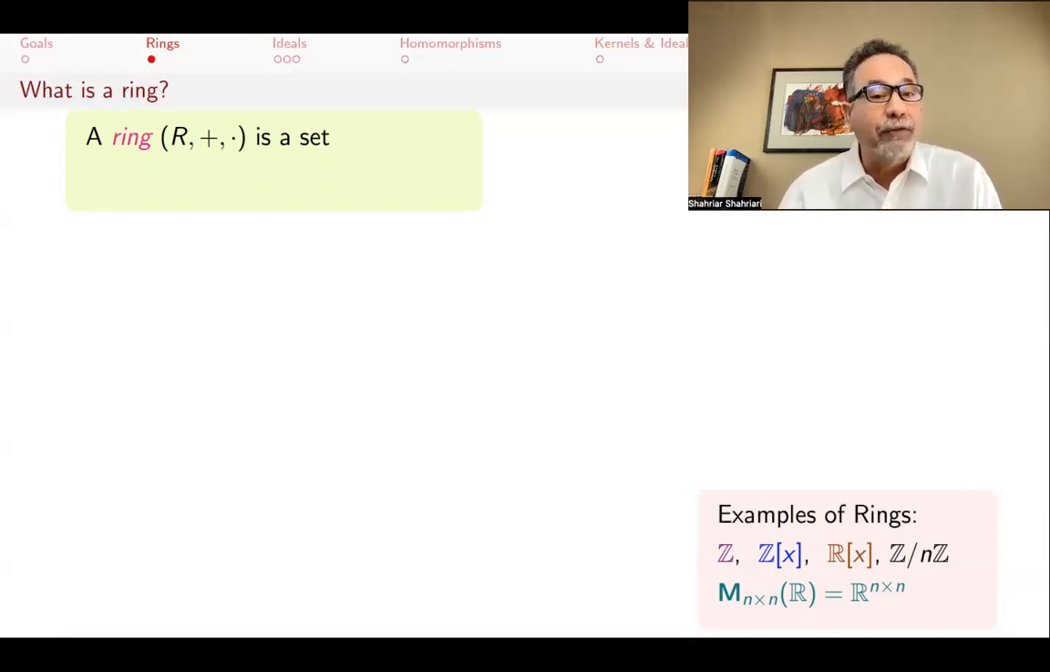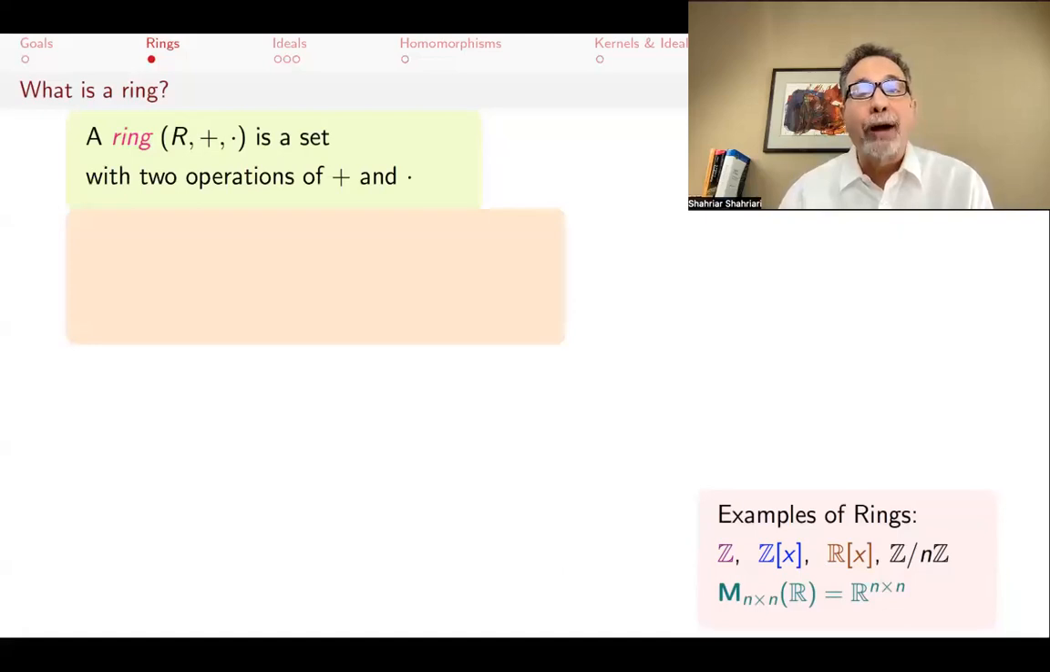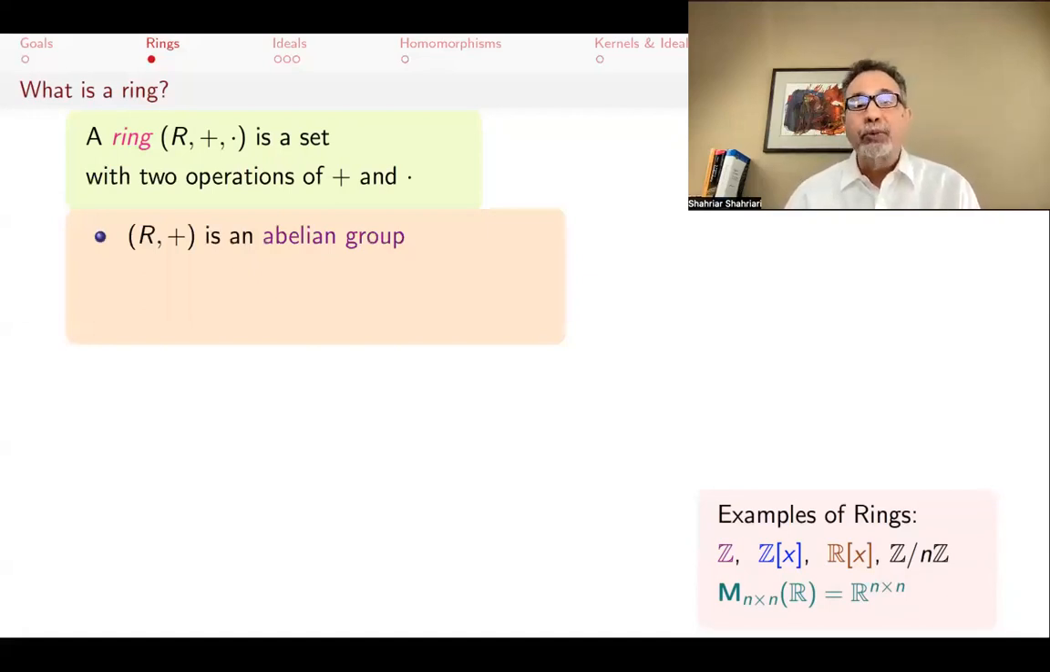So a ring is a set of elements, and it has two operations. One operation is addition, the other is multiplication. With addition, we ask a lot. We want the set together with addition to be an abelian group. So what does that mean? That means that when you add two things, you have closure: you get something in the ring.